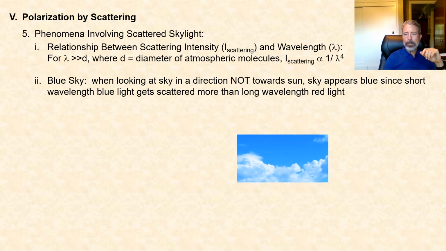And you can see here that there's the inverse relationship between scattering and wavelength. So the smaller the wavelength, the greater the scattering intensity of the light. So blue light is going to get scattered more than red light, in which case a lot more blue light is going to be entering your eye, making the sky appear blue.